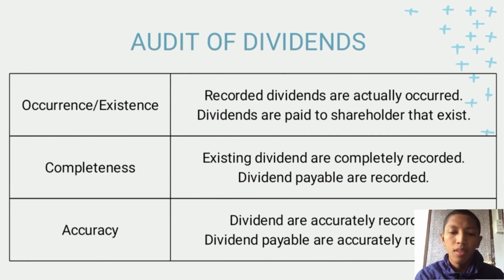The next one, audit of dividends. The audit objectives for the audit of dividends are, first, occurrence and existence, which means recorded dividends actually occurred, and dividends are paid to shareholders that actually exist. Second, completeness. Existing dividends are completely recorded, and dividend payables are recorded. Then accuracy. Dividends are accurately recorded, and dividend payables are accurately recorded.